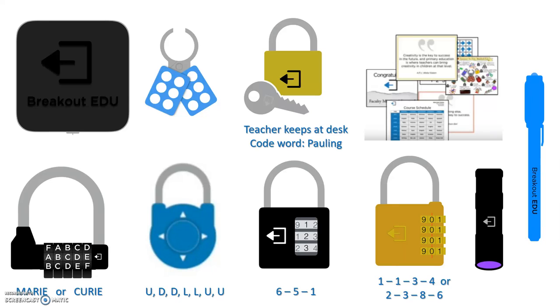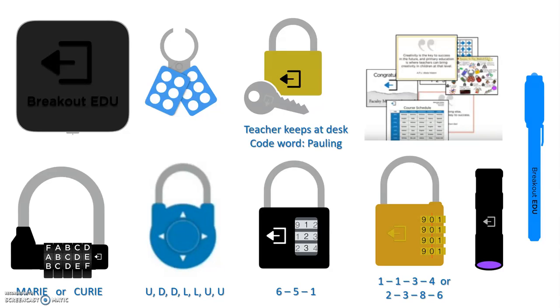For the key lock, I have the students complete an activity where they have to come up with the name Pauling, and I keep the key at my desk, and when they give me the code word, I hand them the key for their lock. The 5-letter lock can be set to either the word Marie or Curie, depending on what type of word lock you use. I have an older version of the kit, and so my directional lock can take more than 5 directions.